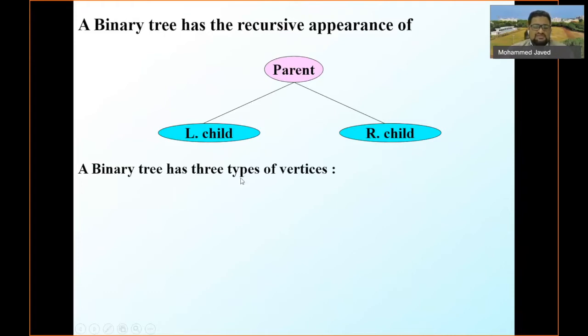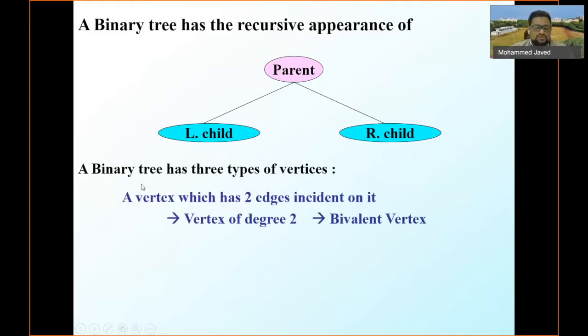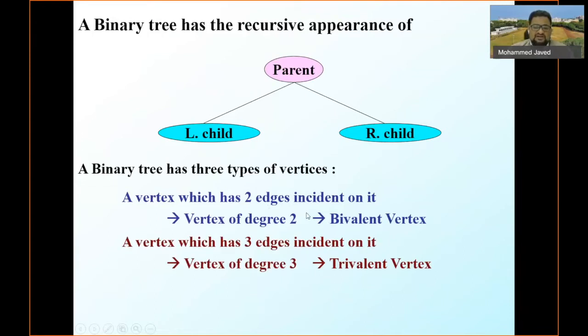So a binary tree has 3 types of vertices. A vertex which has 2 edges incident on it is of degree 2, and it is called the bivalent vertex. If you closely see the binary tree, the root is the only node which has degree 2, and it is the bivalent vertex. All others have more than 2 edges incident on them.